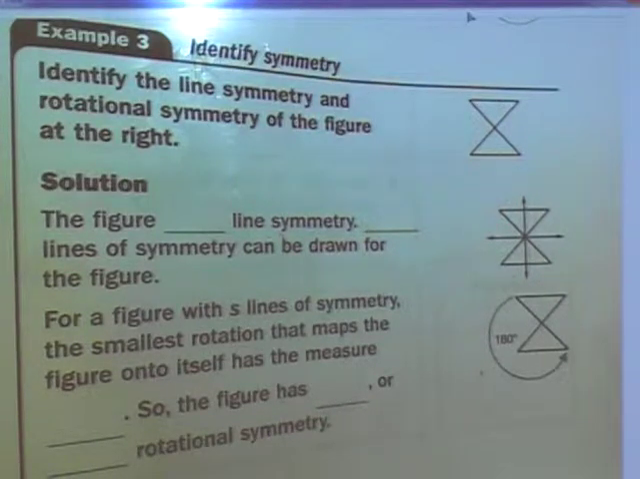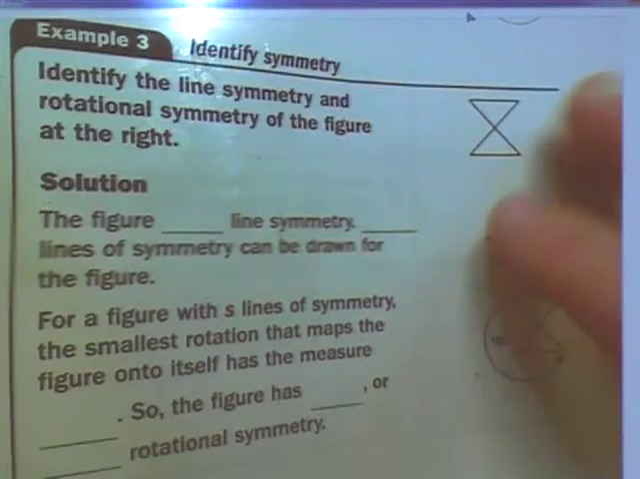All right, and then the rotational symmetry right at the bottom, it shows you it's 180 degrees. You'll get rotational symmetry, but not less than 180. 90 makes it look like a bow tie, so it has to be 180, but it does have rotational symmetry because it's 180 degrees or less.